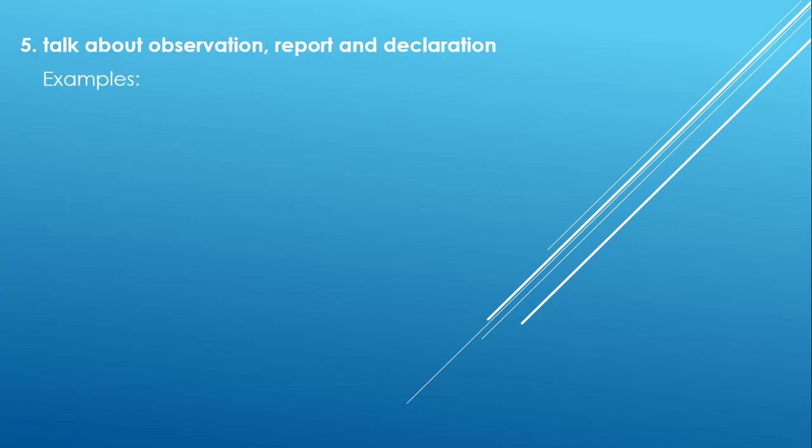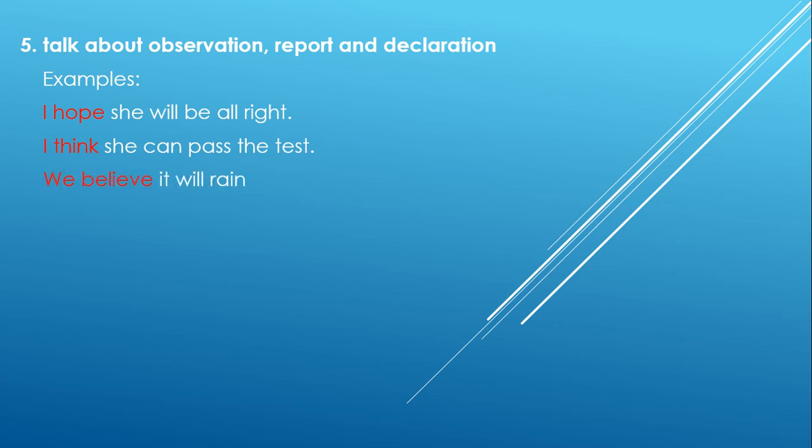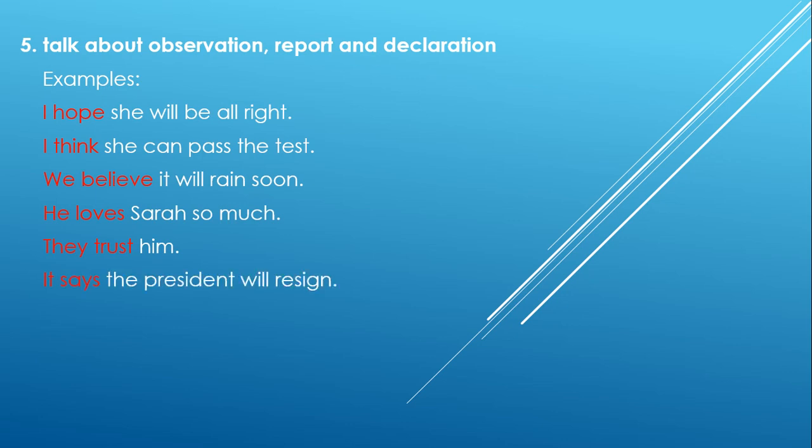The fifth usage of the simple present is to talk about observation, report, and declaration. For example, I hope she will be all right. I think she can pass the test. We believe it will rain soon. He loves Sarah so much. They trust him. It says the president will resign. I like coffee. Jane is hungry.